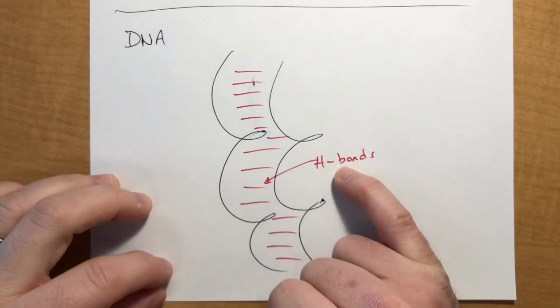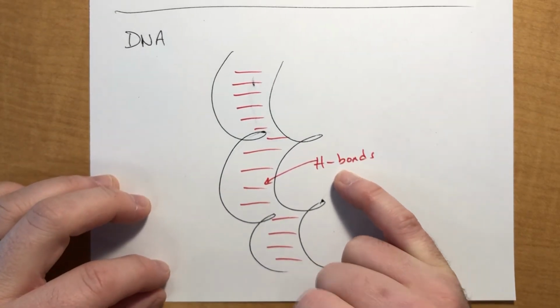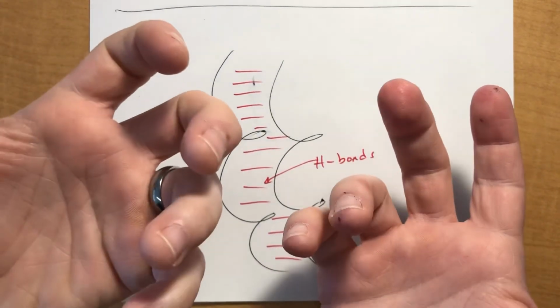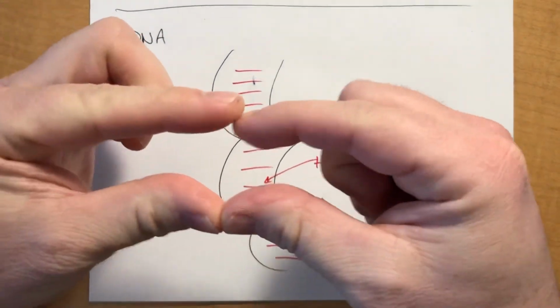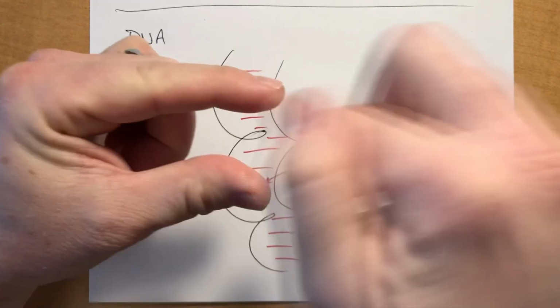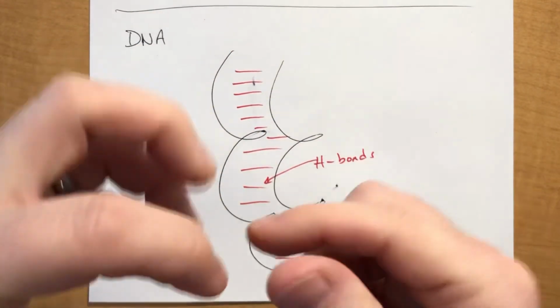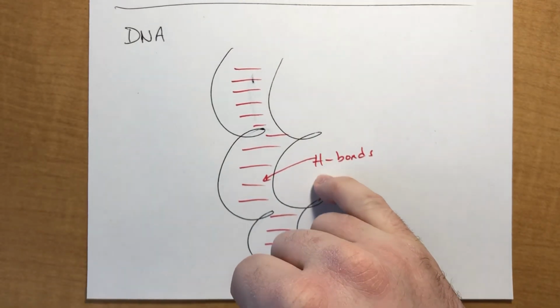Hydrogen bonds are the reason you're alive. Okay, I don't want to oversell this, but hydrogen bonds are critically important for biology. When you have DNA, or when you have protein structures, you have your amino acid strands, and then they fold up to form this tertiary structure. The tertiary structure a lot of times is held together by hydrogen bonds.